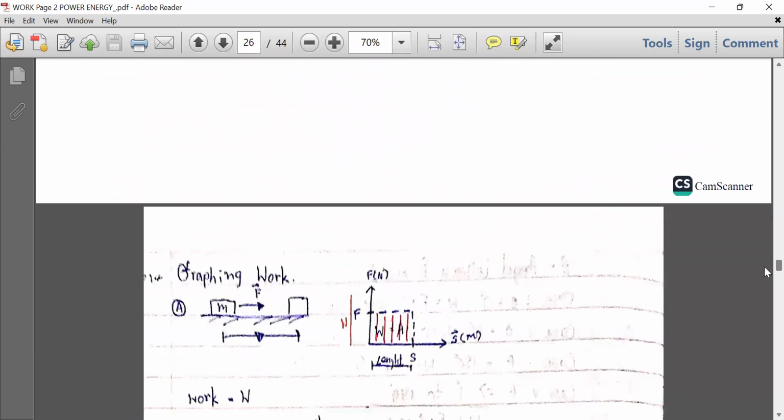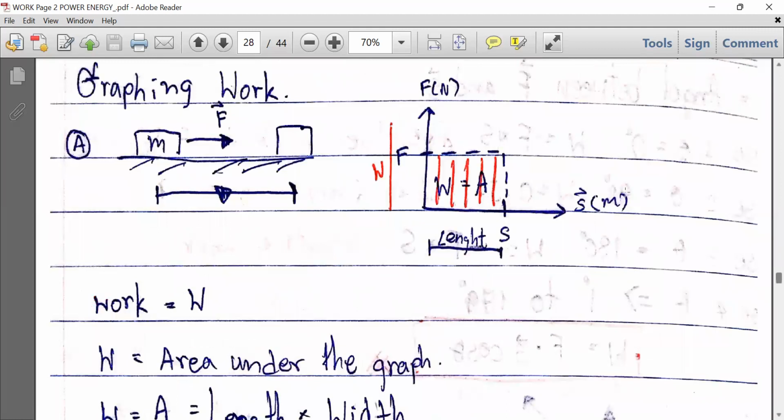Okay. Now graphing work. How are we going to graph work? Let's say case 1 here. The force is to the right. You're pulling the object to the right, and the displacement is also to the right. So if you're going to graph this, you will get this kind of graph, a rectangular graph.